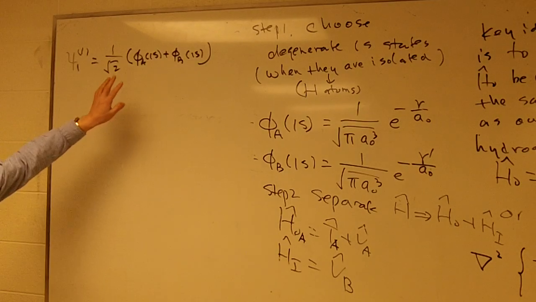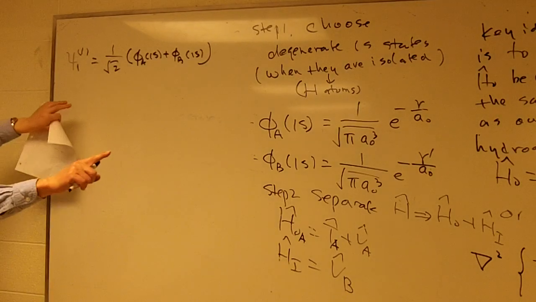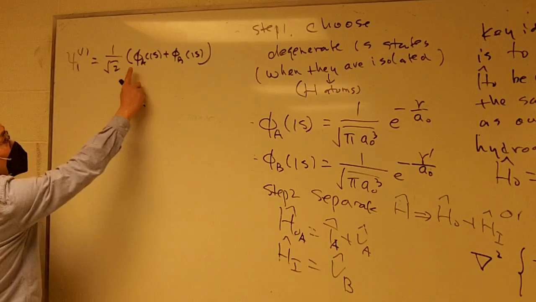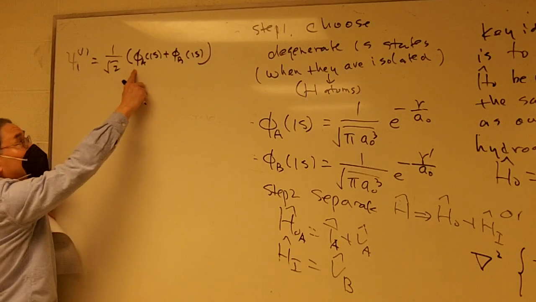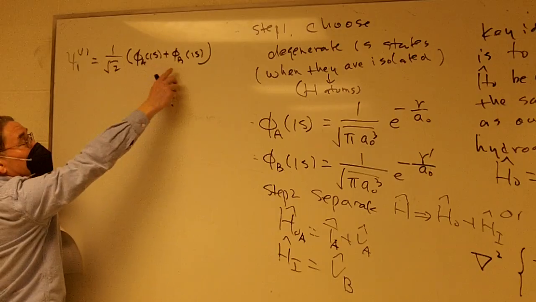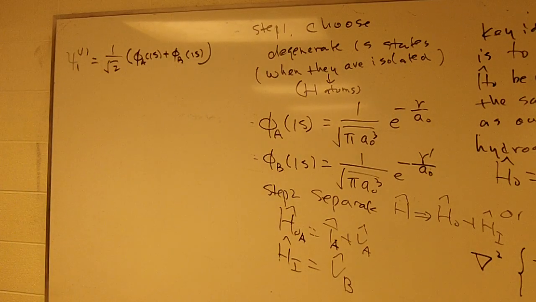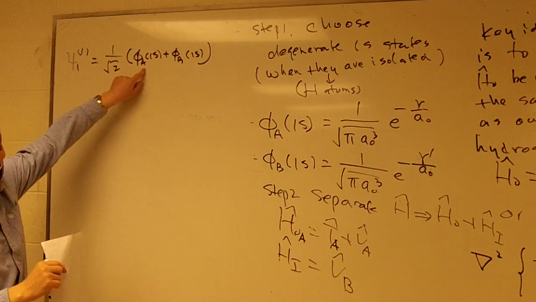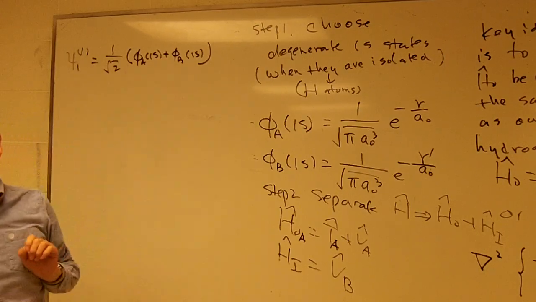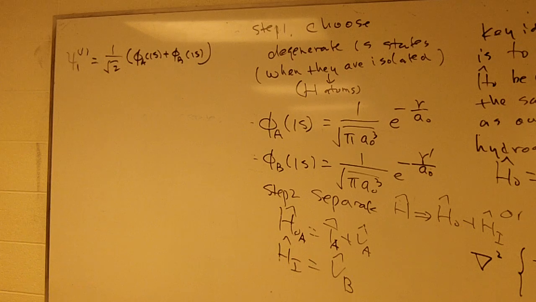Did you guys see the dimensions? There we use a 1, 1. The 1 means phi A 1s. Another one is phi B 1s. So the first row is referring to the first atom. The second row is the second atom. Did you see that? And this is quite important.